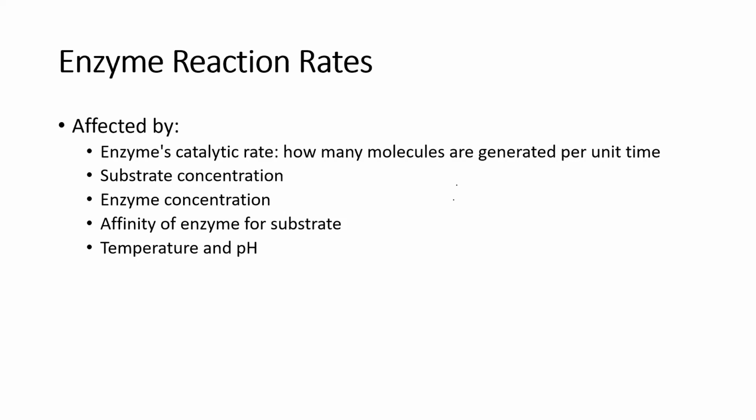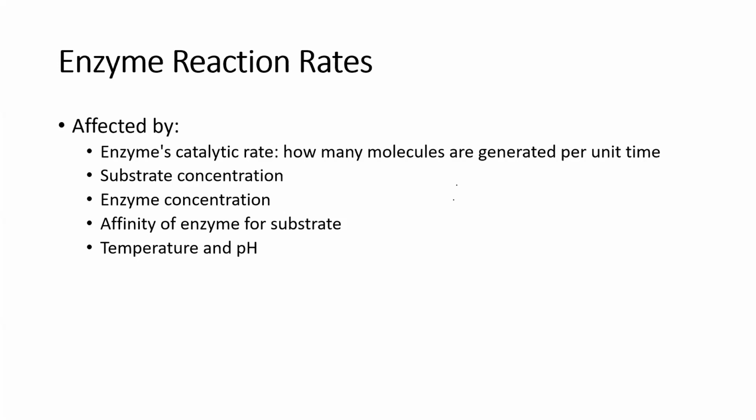The affinity of the enzyme for the substrate. So the affinity is basically the affiliation of the enzyme and the substrate, how attracted they are to each other, how likely they are to engage or to bind. And so if the affinity is really strong, if they really want to interact or bind with each other, we're going to have a faster rate of reaction. Whereas if the affinity is weak and these two subjects, the enzyme and the substrate, do not want to interact with each other, we're going to have a slower rate of the reaction. And then finally, the temperature and the pH.